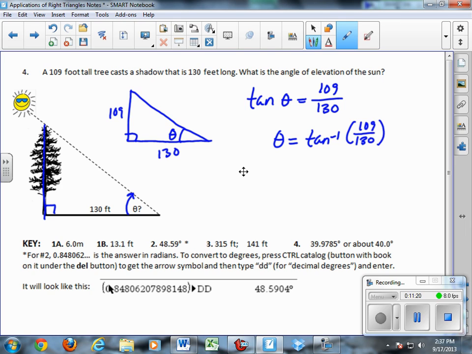So that's just a quick synopsis of how to do right triangle problems. Usually the trickiest part is figuring out how to use the given information and put it on the triangle. These are fairly simple ones. We'll get to more challenging ones very shortly.